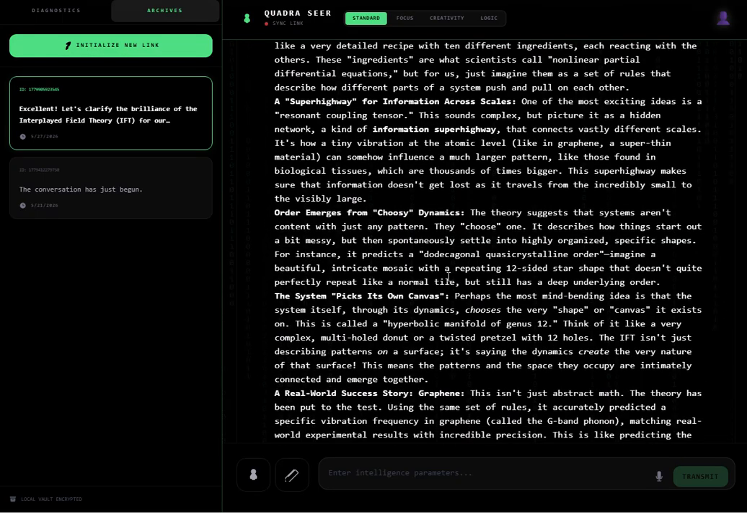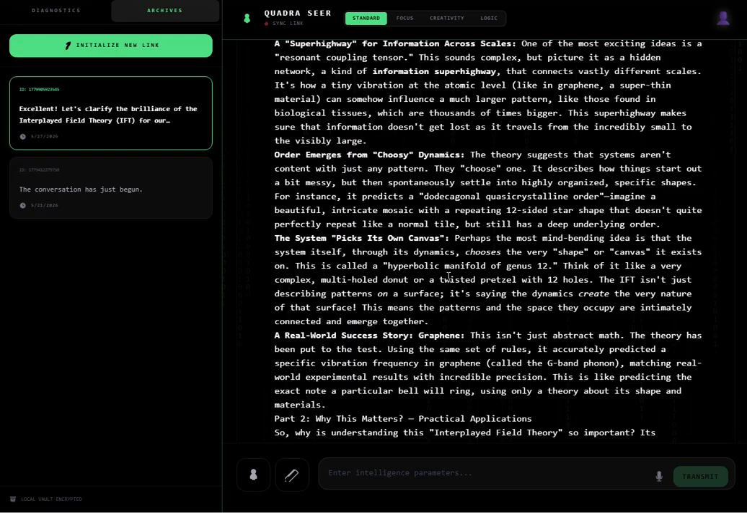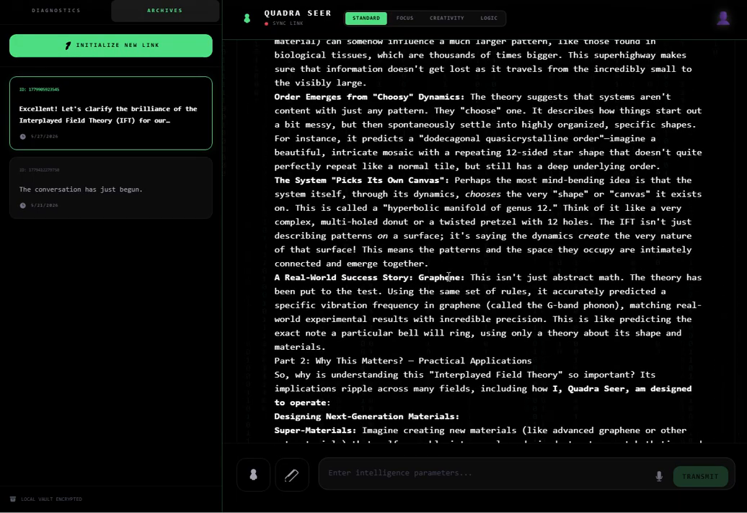2. A superhighway for information across scales. One of the most exciting ideas is a resonant coupling tensor. This sounds complex, but picture it as a hidden network, a kind of information superhighway, that connects vastly different scales. It's how a tiny vibration at the atomic level, like in graphene, a super thin material, can somehow influence a much larger pattern, like those found in biological tissues, which are thousands of times bigger. This superhighway makes sure that information doesn't get lost as it travels from the incredibly small to the visibly large.